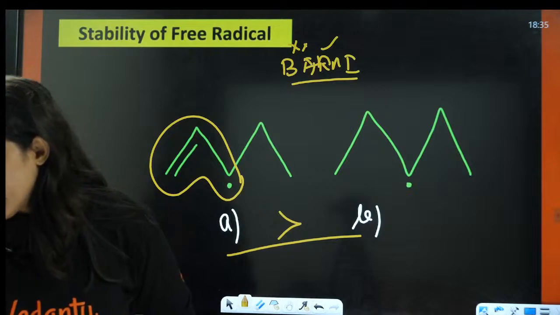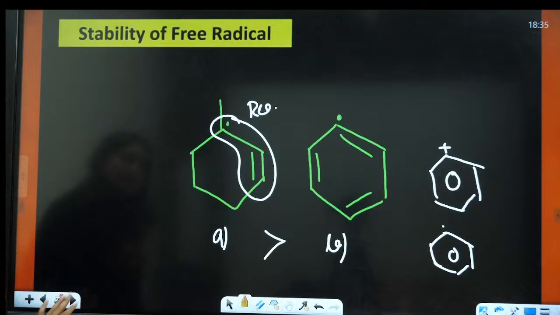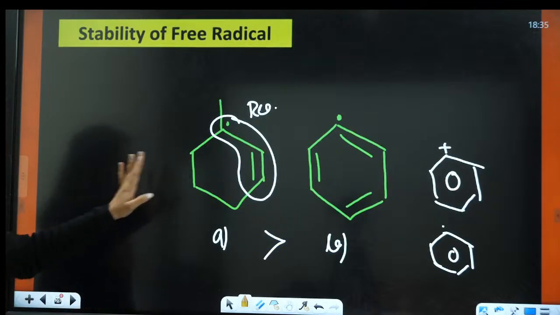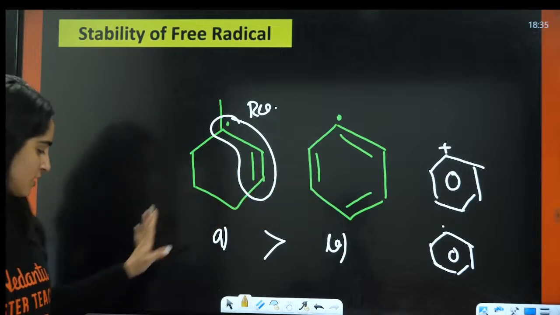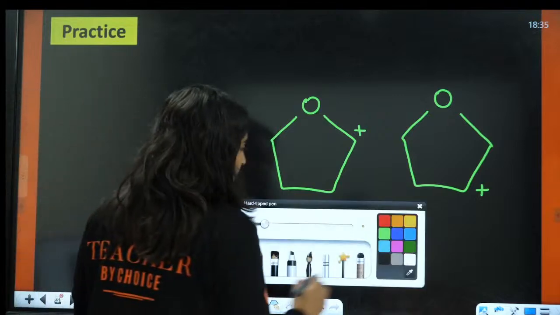Which case are you saying? The CH3 group is present, A is more stable. Yes, this is very unstable. Phenyl carbocation or phenyl free radical is very unstable.